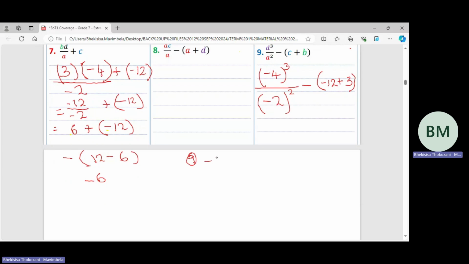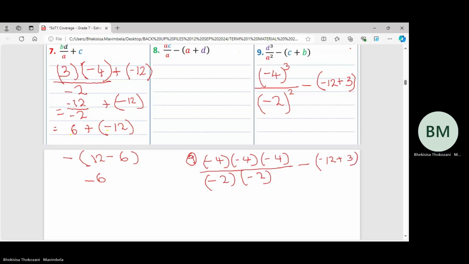So we have minus 4 times minus 4, because it means that there are 3 minus 4s here, right? All over minus 2, there are 2 minus 2s, minus 2. Okay, then you have your minus 12 plus 3.